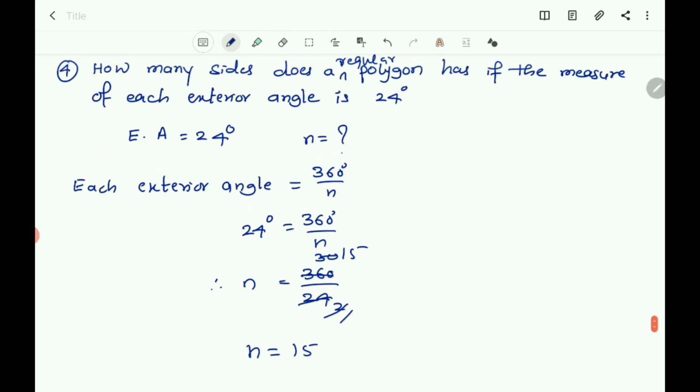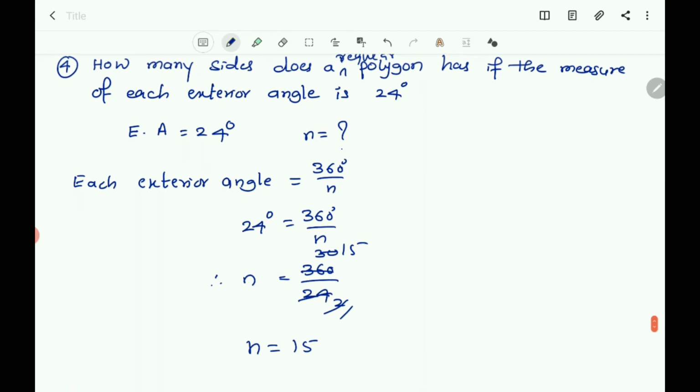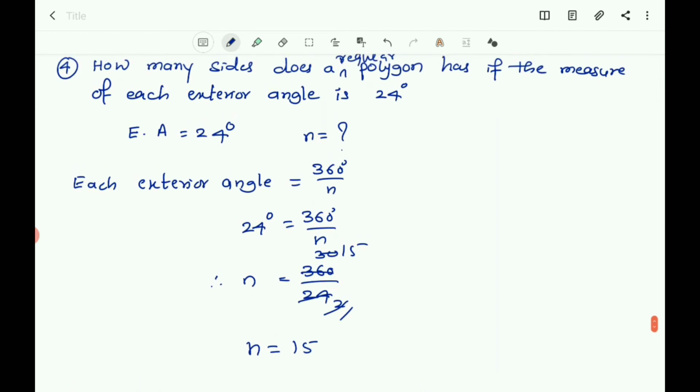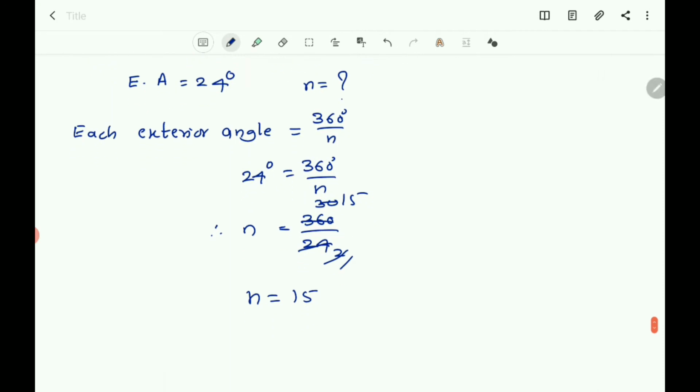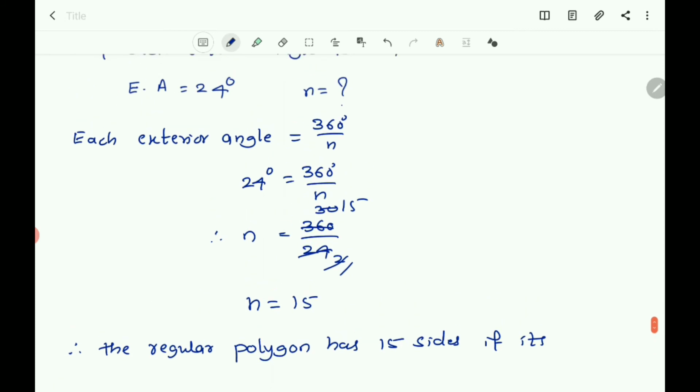Here the regular polygon has how many sides? 15 sides. Therefore, the regular polygon has 15 sides if each exterior angle is 24 degree.